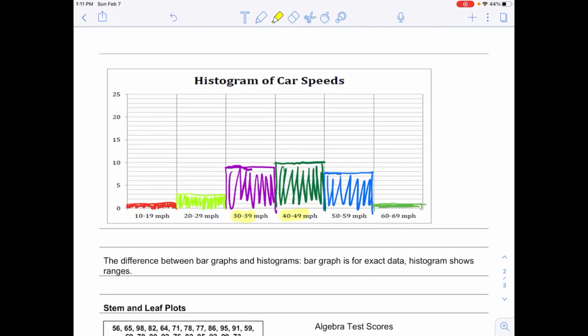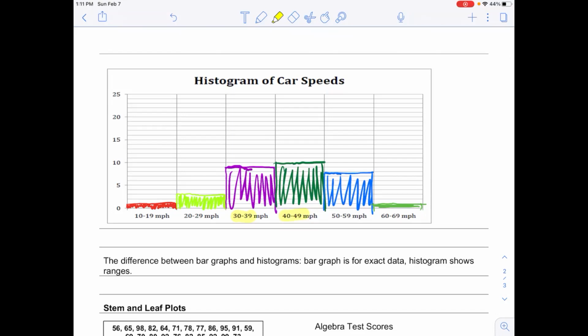So histograms are a really nice way to show data that exists in a range. It's between one thing and another, but it's not good for specific data. Again, I can't tell you how many cars went exactly 35, but I can tell you that nine cars went between 30 and 39. It's a great way to visualize data and see ranges. It is not good at specific data.